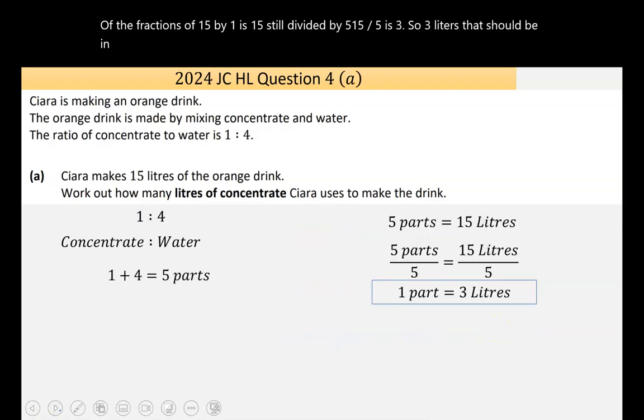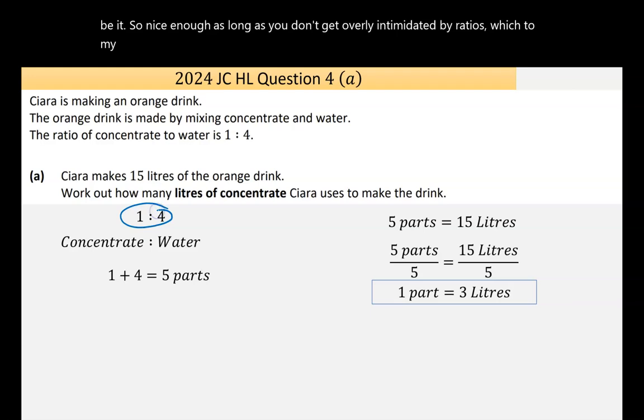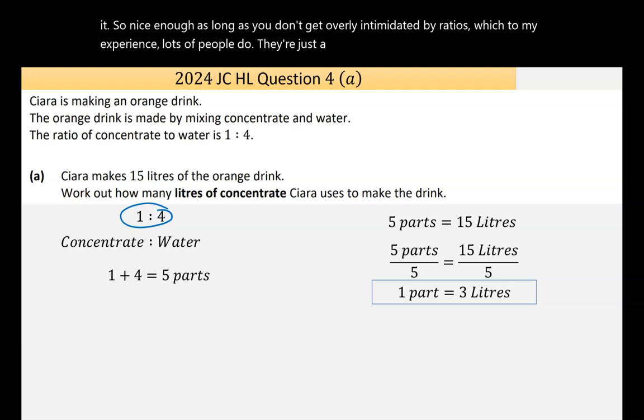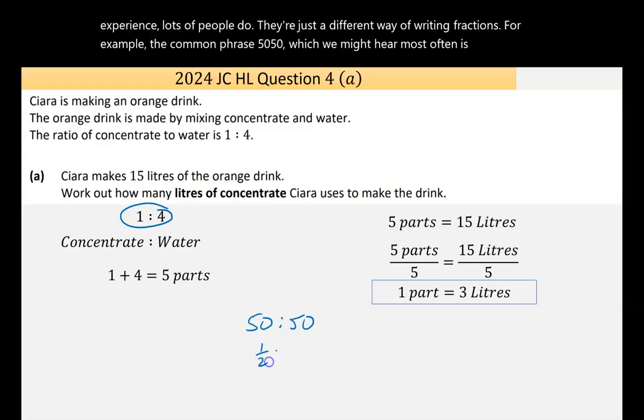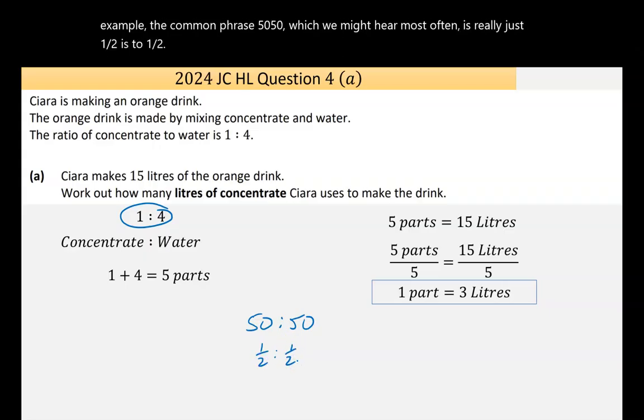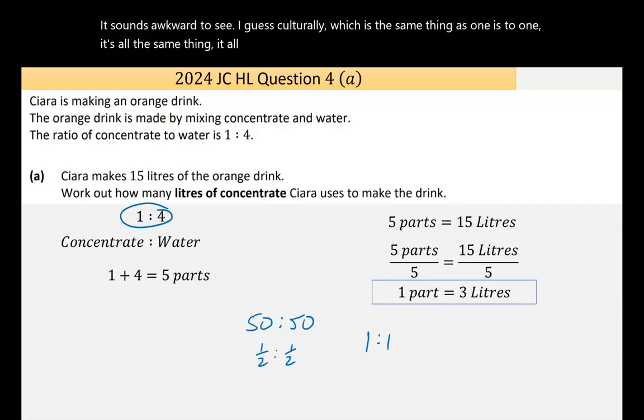So nice enough, as long as you don't get overly intimidated by ratios, which, through my experience, lots of people do. They're just a different way of writing fractions. For example, the common phrase 50-50, which we might hear most often, is really just a half is to a half, which sounds awkward to say, I guess, culturally, which is the same thing as 1:1. It's all the same thing. It all means you're splitting it in two.